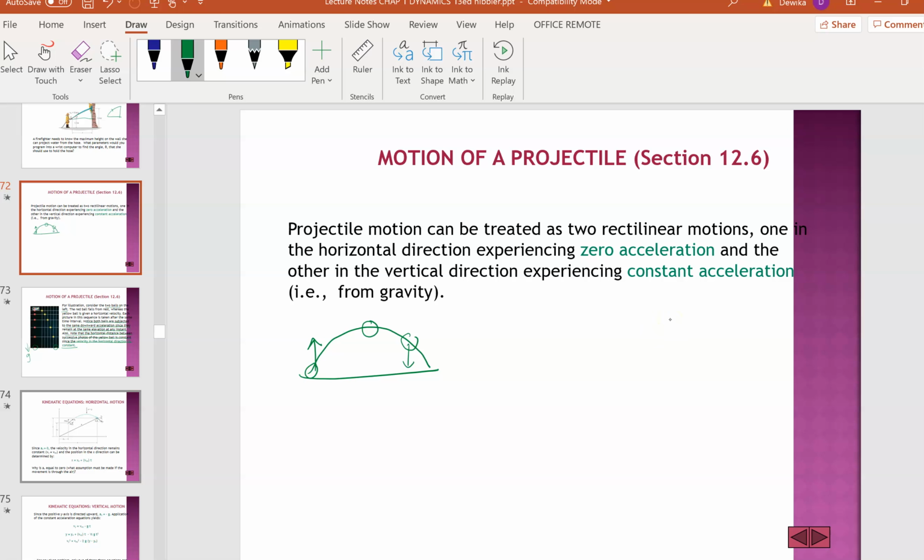we always divide them into two parts, which is the x-axis and y-axis. The x-axis has nothing to do with the y-axis. They are independent of each other, very independent of each other. Why? Because they're perpendicular to each other. This is x, this is y.